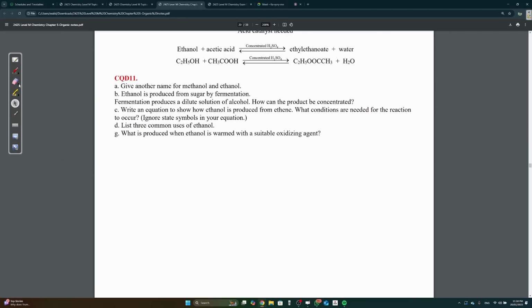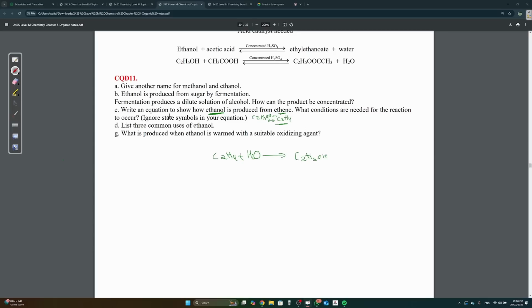Write an equation to show how ethanol is produced from ethene. What conditions are needed for the reaction to occur? Now, what do we do? You want to find C2H5OH, ethanol, but you have C2H4. What do you have to add? Let's say you don't know it's called hydration or anything. Just compare the two molecules. What do you need to add to C2H4 to get C2H5OH? You need H2O. So you get C2H5OH.